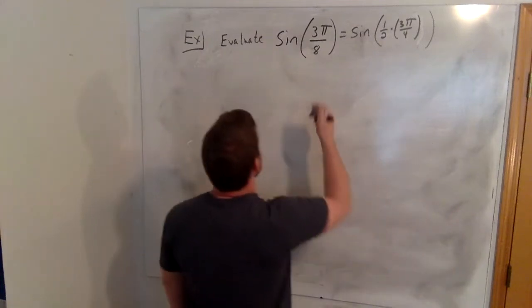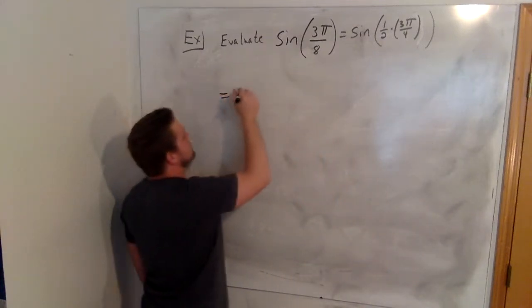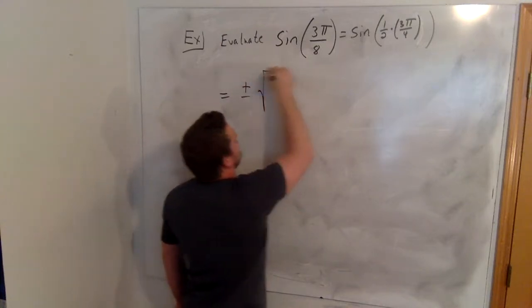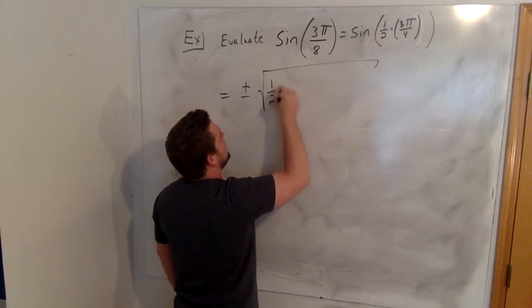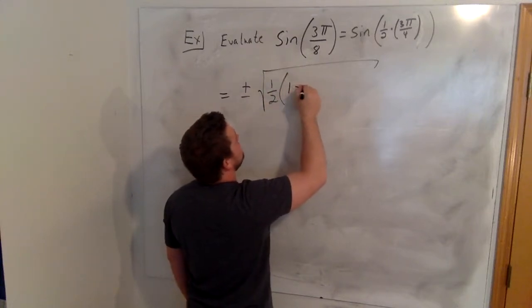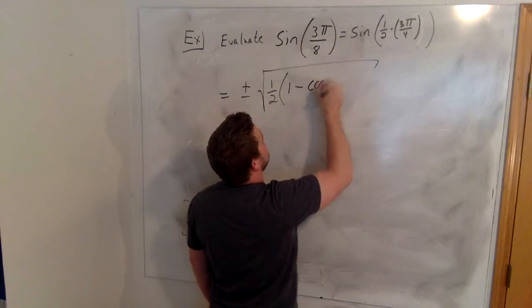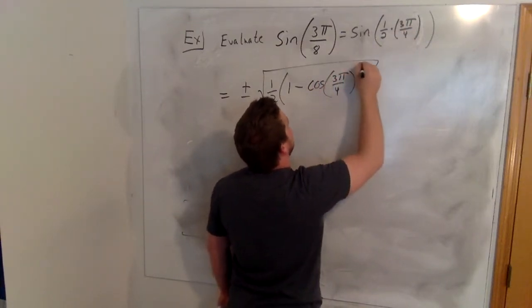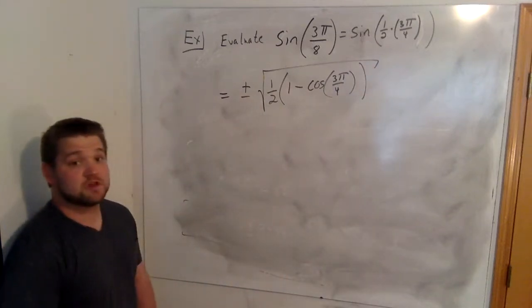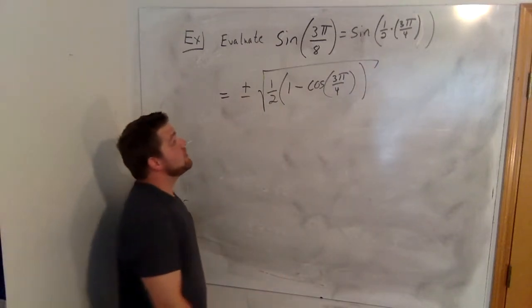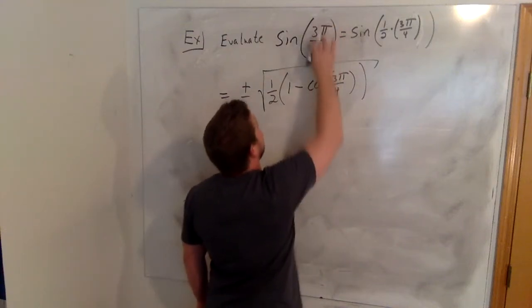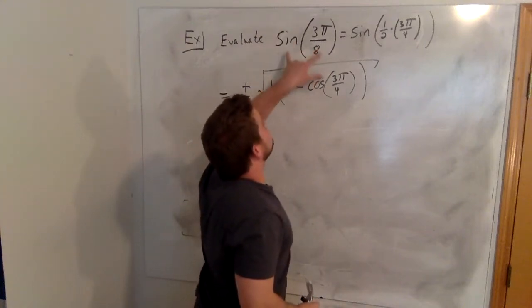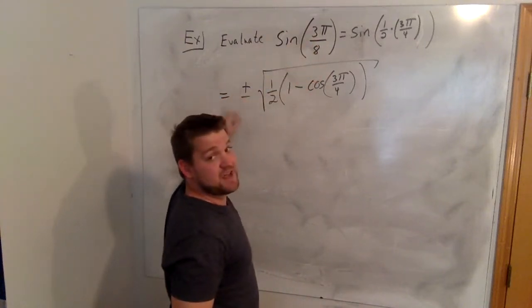All right, so let's use it. This will be the same thing as, we'll guess plus or minus in just a second, the square root of 1/2 times 1 minus the cosine of 3 pi over 4. Is it going to be a plus or a minus? Well, we have to think about what quadrant 3 pi over 8 is in, because I need to know whether sine of 3 pi over 8 is positive or negative.